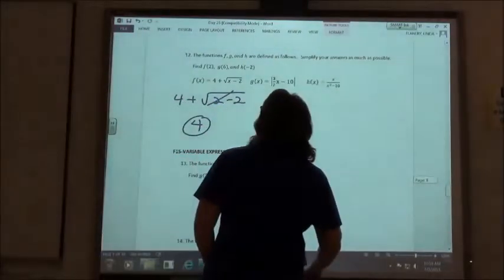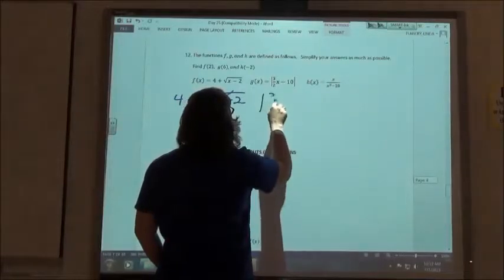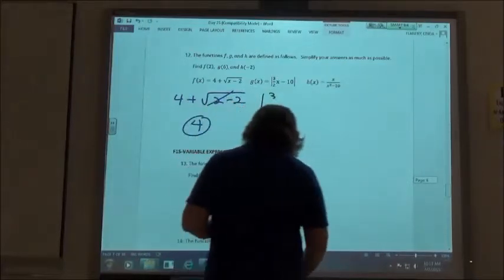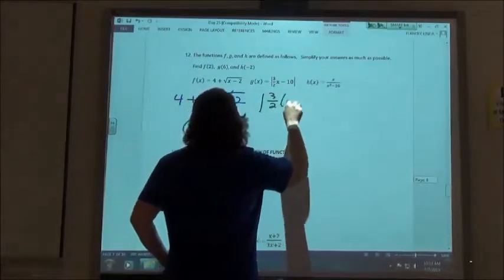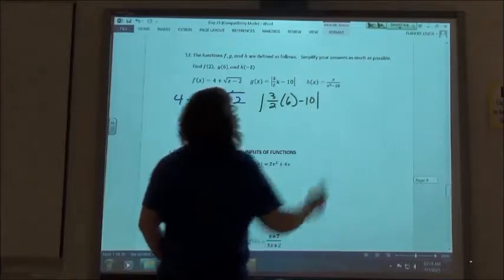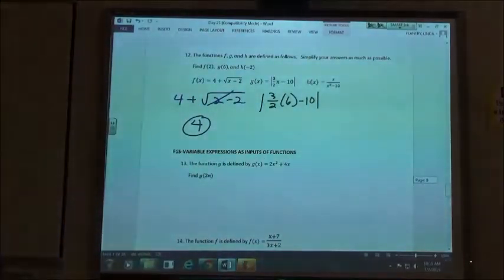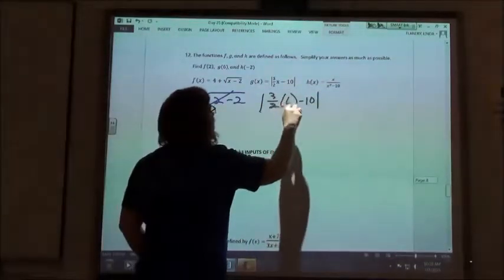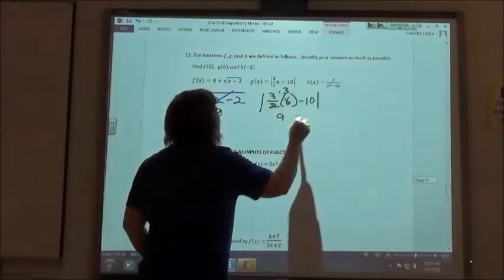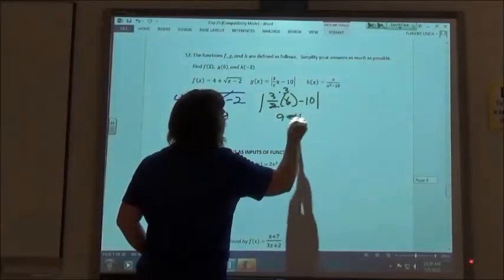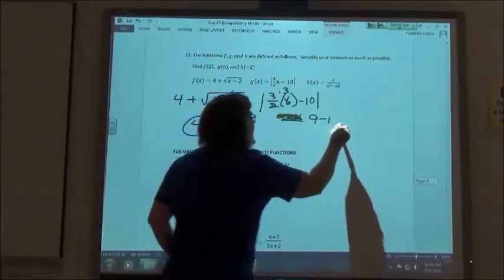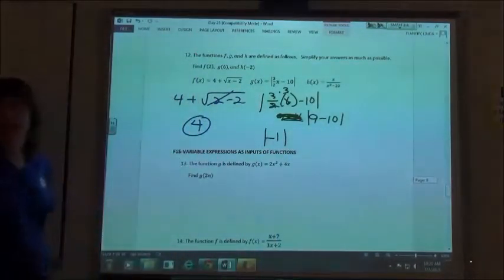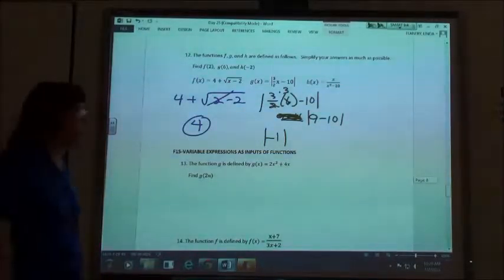G function. We are going to do the absolute value of 3/2. How about I write the halves instead of the 6 first? 3/2 times 6 minus 10. So 3/2 times 6 would give me 9. 9 minus 10. My board quit writing. 9 minus 10 is -1, and the absolute value of -1 is 1.